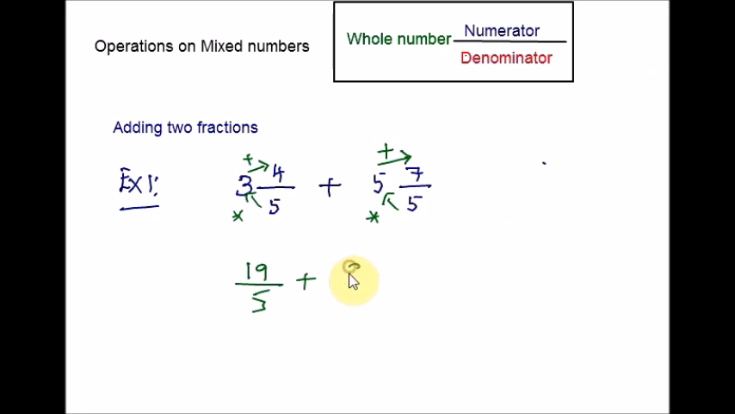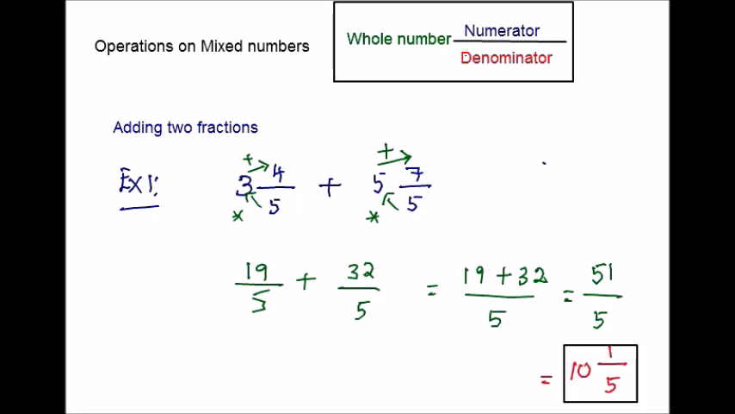So 32 over 5. Since the denominators are the same, you can add the numbers in the top row. Keep the denominator common. Just add the numbers in the top row. So you will get 51 over 5. Since the question is in mixed number form, you have to write your answer in mixed number form. Now let us convert this improper fraction, 51 over 5, into a mixed number. How many 5s are there in 50? 10 5s. And the remainder is 1. Hope you're clear with this example.